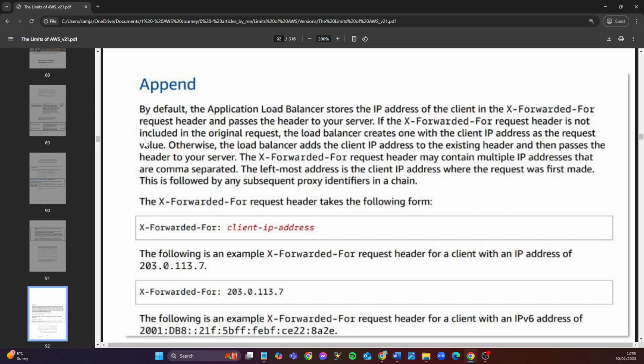Here's the section. Append. By default, the application load balancer stores the IP address of the client in the X-Forwarded-For request header, and it will pass that header to your server, so that the server knows who's the originator here. If the X-Forwarded-For request header is not included in the original request, then the load balancer creates one with the client IP address as the request value.